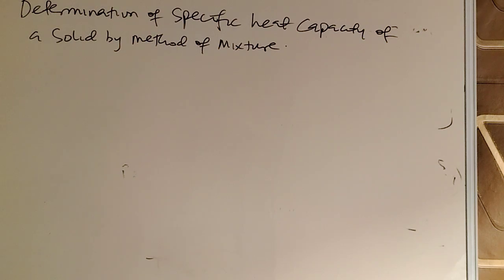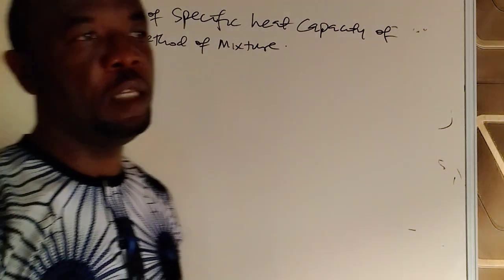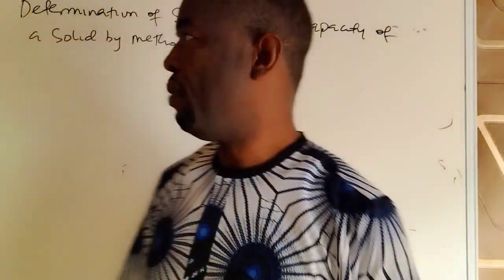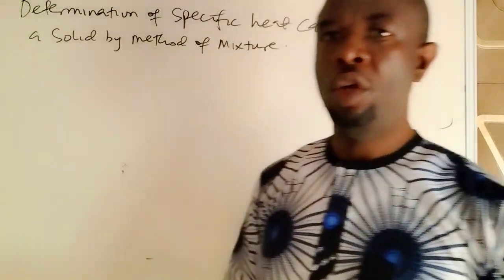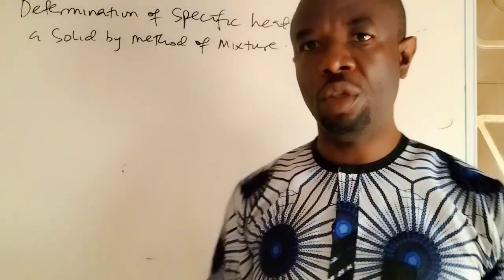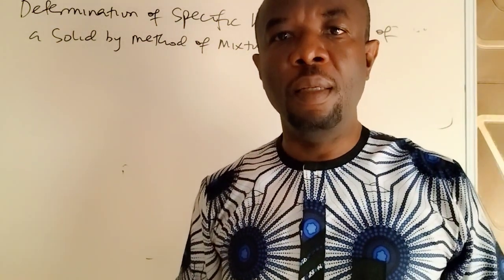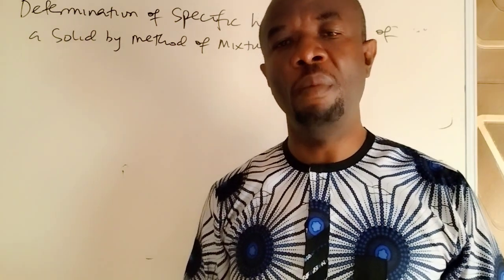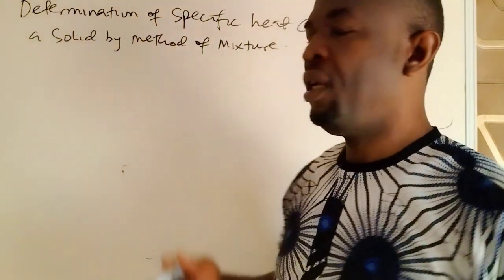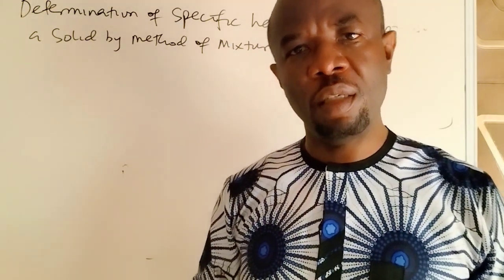So in this session, we're looking at how we can determine the specific heat capacity of a solid by method of mixture. We are done with the electrical method. Now we're going to this other method, which is somehow more complex compared to the electrical method. So, determination of the specific heat capacity of a solid by method of mixture. How do we do that?